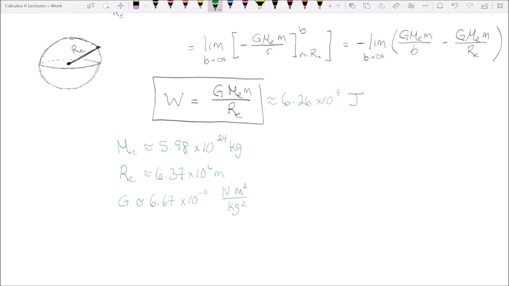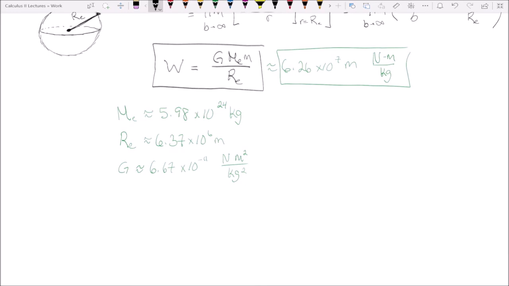I'm sorry, no. Times the mass of the object, little m. Newton meter per kilogram. And so it all depends on the mass of the object.